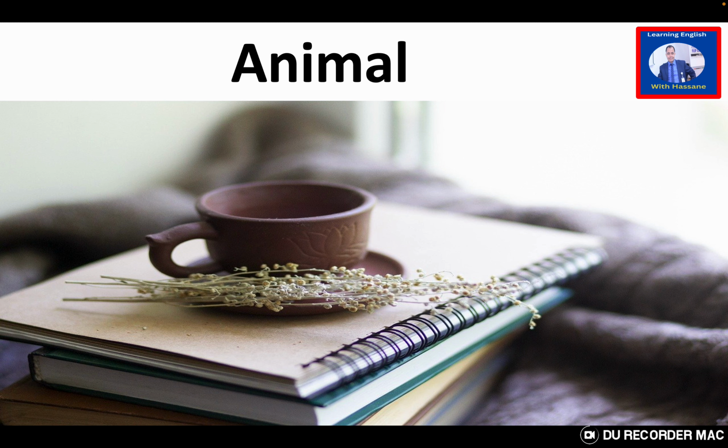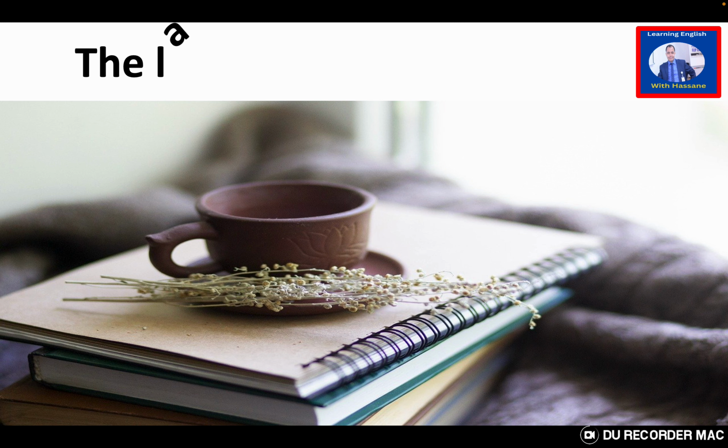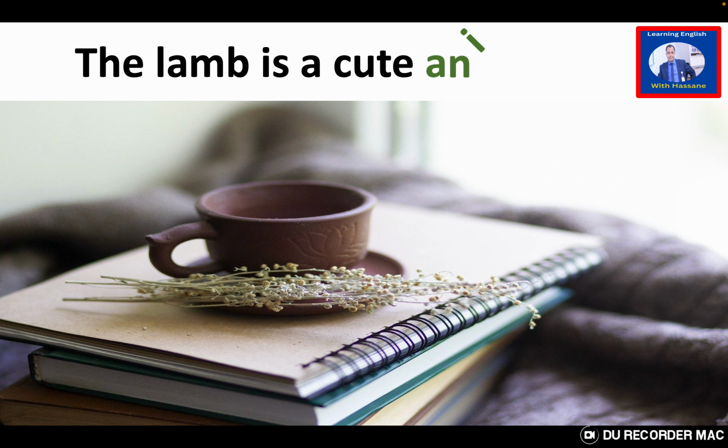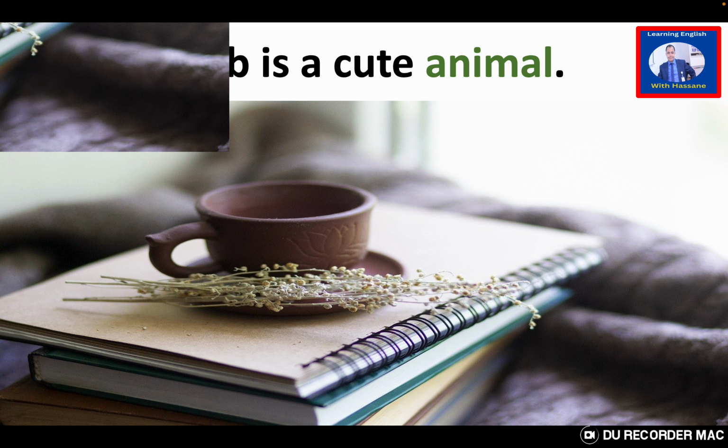Animal. So the dog is an animal, the cat is an animal. Let's see examples. The lamb is a cute animal. As you notice, I didn't pronounce the B. So when we have M and after it B, B is silent. The lamb is a cute animal. The lamb is the baby of the sheep. So the lamb is a cute animal. Let's go to the next example.